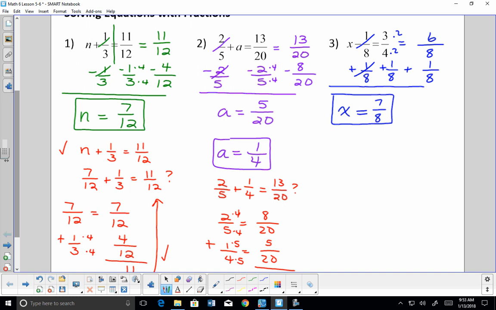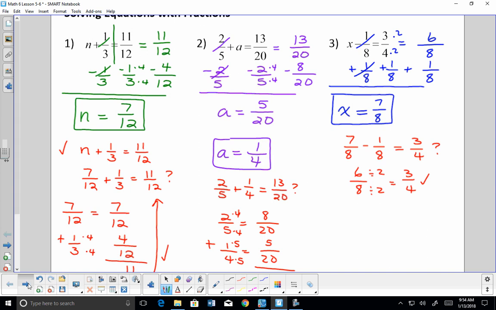We will check this one as well. So we need to know, does 7/8 minus 1/8 equal 3/4? That's what we want to know. Since we have a common denominator, I don't need to find one. 7 minus 1 is 6. 6/8, if you reduce it, is equal to 3/4. So 3/4 equals 3/4. This problem does check.